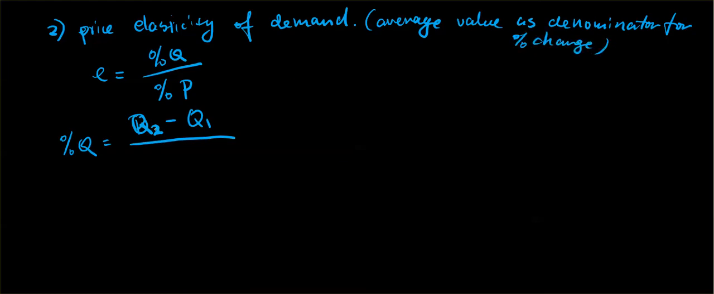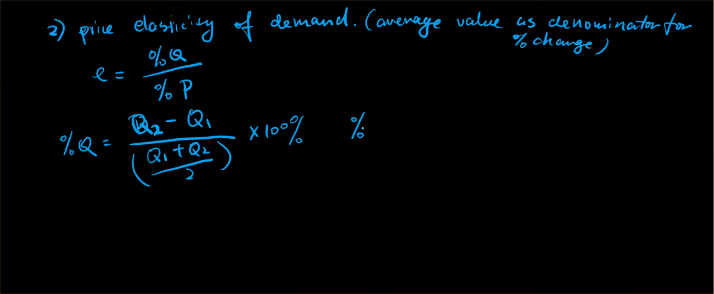So we use Q2 minus Q1, and we get the quantity change. In order to get the percentage, we need to divide it by the average quantity, Q1 plus Q2 divided by 2. So that is the average quantity. And times 100%. Don't forget about 100%. So we finished the formula we will use to calculate the numerator for the elasticity.